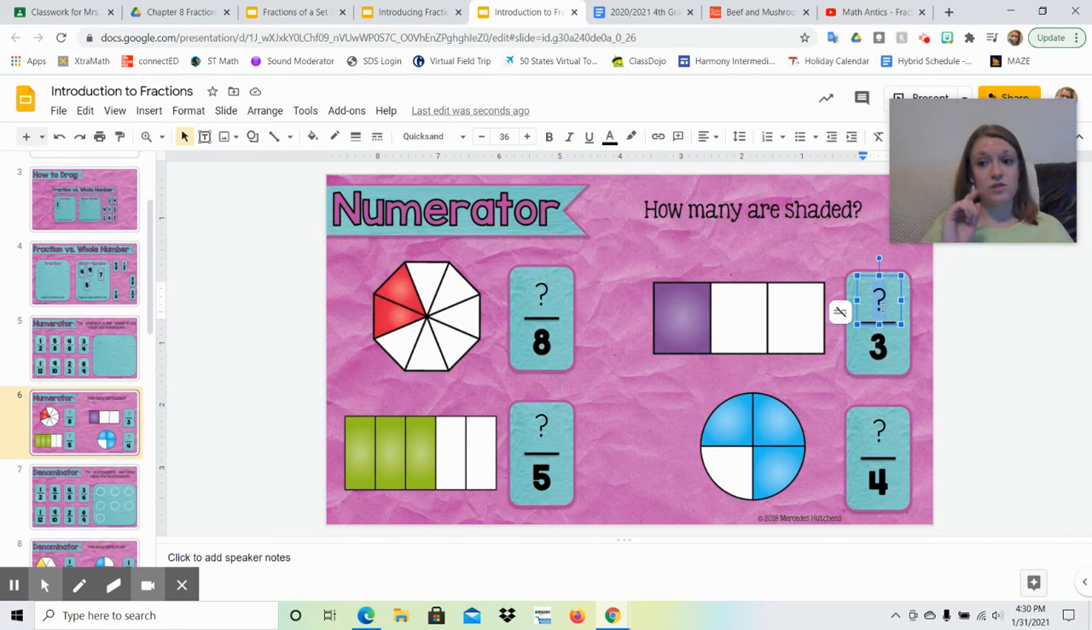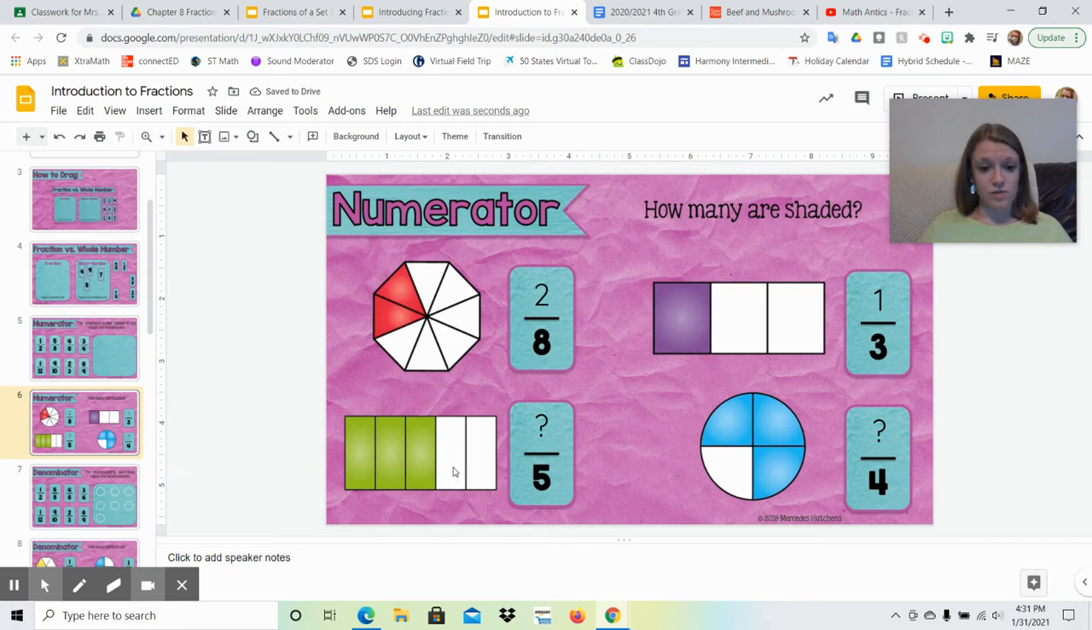I see that there's 1 purple square shaded in this rectangle. So I'm going to put a 1 there. Over here, there's 8 total spaces, but only 2 of them are red. So I would change this to 2. Down here, there's 1, 2, 3, 4, 5. That's why 5 is in the denominator, okay? So 5 total spaces in this shape, and notice all of the spaces are the same size. That's super important when it comes to fractions.